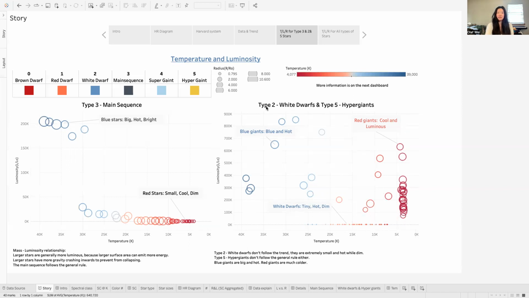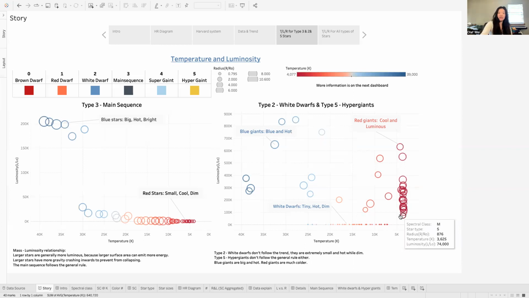So white dwarfs, type 2 white dwarfs, you see how tiny these white dwarfs are. They're here. They're all types of white dwarfs. They're all different temperatures, but you can see they're very tiny and they're hot because their temperature is actually much higher than the hypergiants over here. That's the relationship we observe.